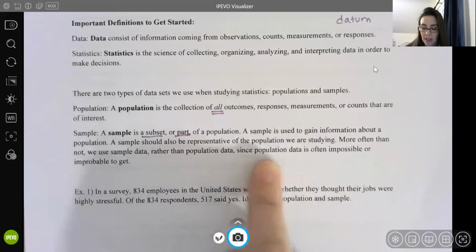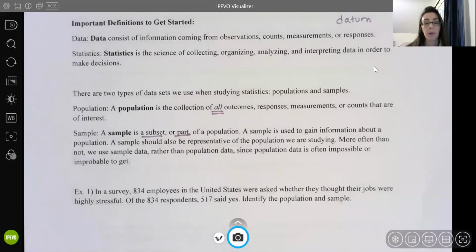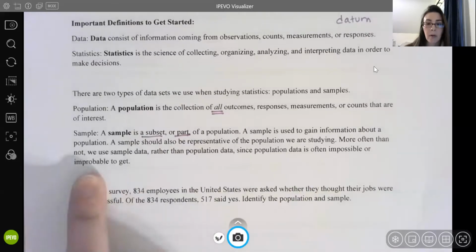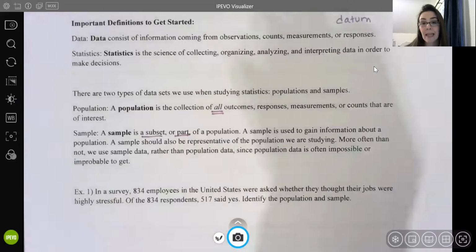With populations, it is usually very, very difficult, if not impossible, to actually get every single person's opinion on something. Or if I'm looking at items made in a factory, I may not have time to look at every single item. So population data is very difficult to come by. If it's possible to get, often it's improbable because it would take too long or cost too much money, right?